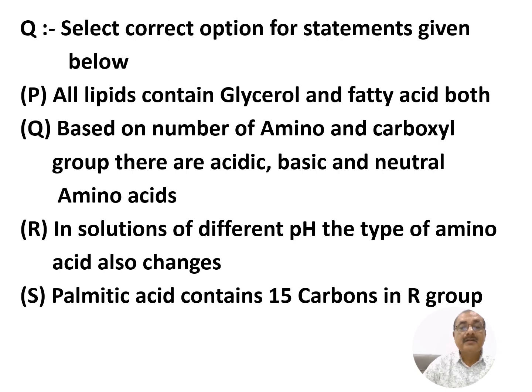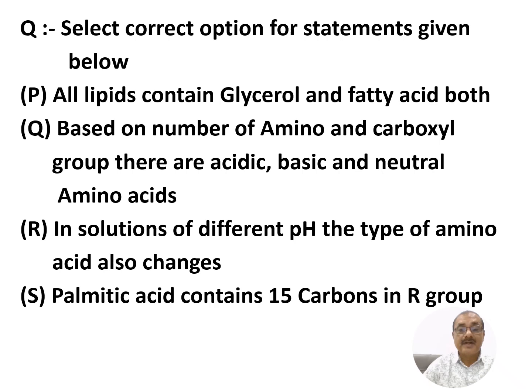R: in solutions of different pH, the type of amino acid also changes. Is that correct? No, it is incorrect. The type of amino acid does not change, the form of the amino acid is changing. Zwitterionic form, it is not a type. Glycine will not convert into glutamic acid. So R is incorrect.